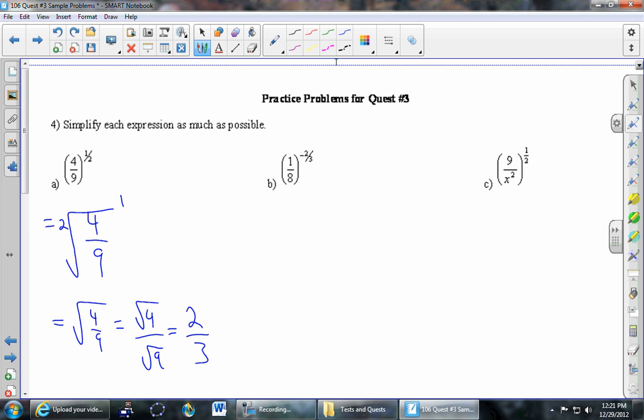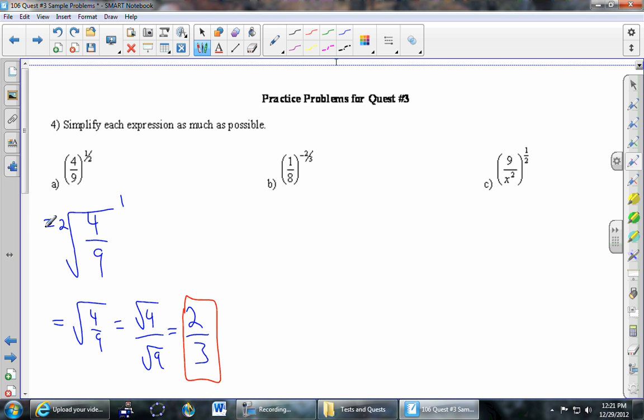You don't need to split it up, but I wanted to write all the details. So 2/3 is our answer. Notice it's not plus or minus 2/3. The square root symbol by itself means the positive, or the principal, square root. So it's just 2/3.